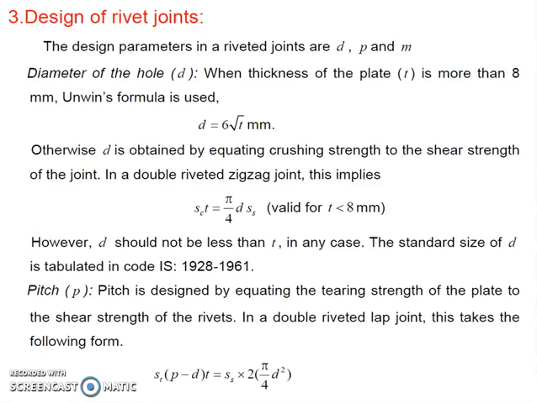The diameter is tabulated under IS 1928-1961. Pitch is designed by equating the tear strength of the plate to the shear strength. This takes the following form: St into P minus D T is equal to SS into 2 pi by 4 D square. Now remember, this formula was defined as one of the failure modes, and this is the second failure mode.